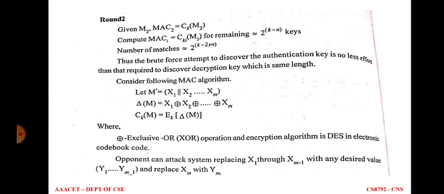For the number of values of i we can go through the many round functions, and after that we perform the concatenation operation, that is M' = x1 concatenated with x2 and up to xm. And finally, after performing the concatenation we have to perform the XOR operation between the values x1, x2 and up to xm.